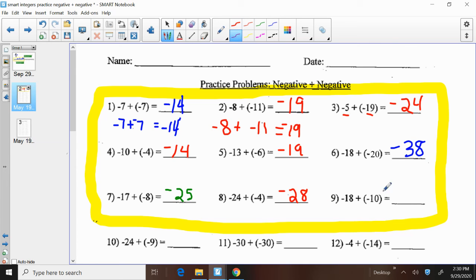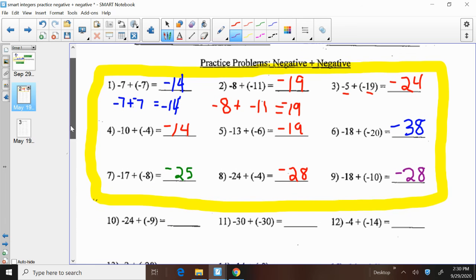And last but not least, negative 18 plus negative 10. Again, I'm adding two negative numbers. So now I know my answer is going to be negative. So what's 18 plus 10? 28. So my final answer, negative 28.